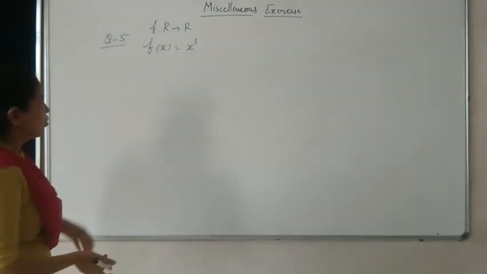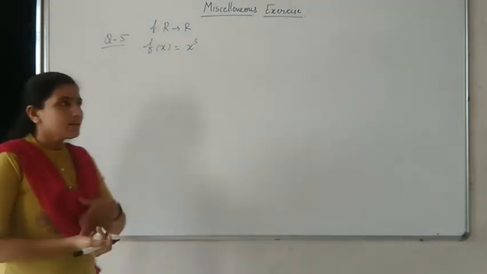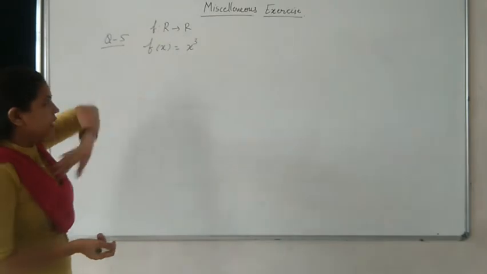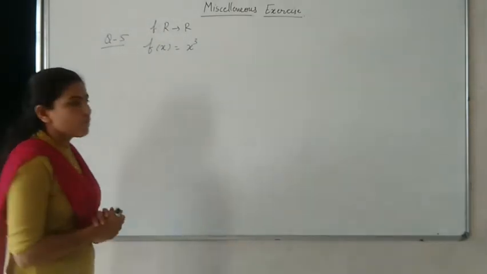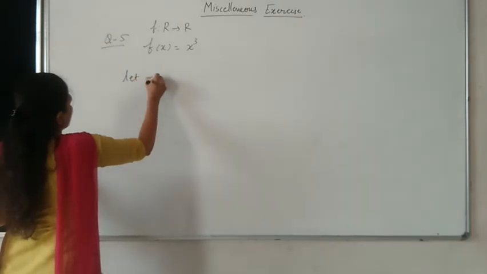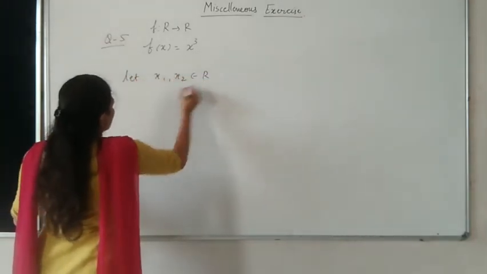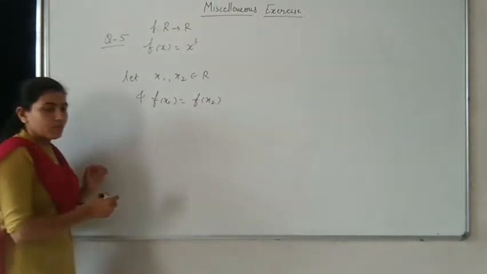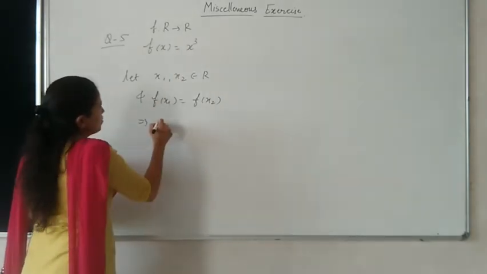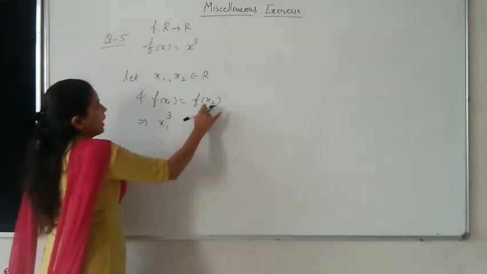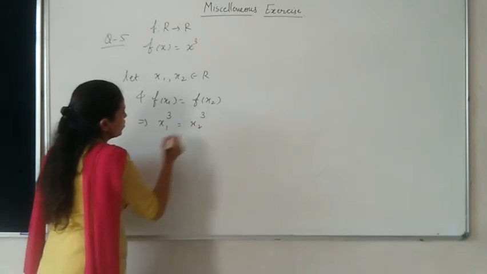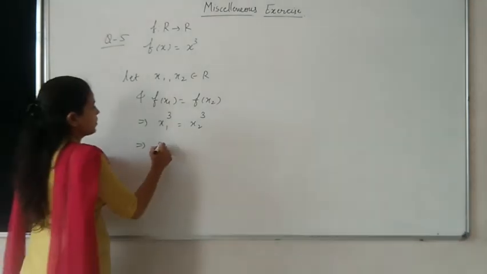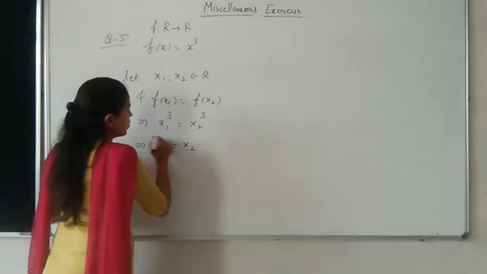Now students, you know that for one-one, what do we have to do? Yes, we have to take two elements x1 and x2 from the domain R and take f of x1 equal to f of x2. So we start with x1 and x2 belonging to R and f of x1 equals f of x2. Your function is x cube, so this gives x1 cube, and f of x2 gives x2 cube. As x1 cube equals x2 cube, it will be clear that x1 is equal to x2.